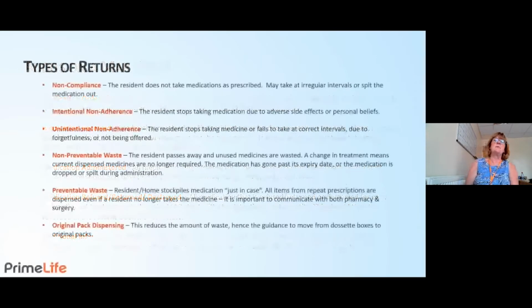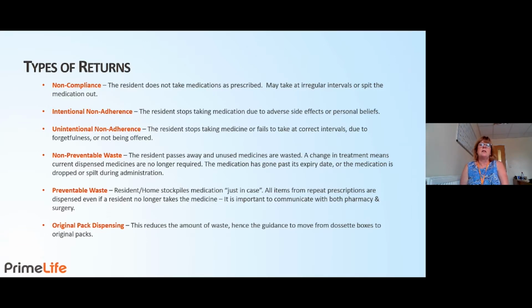So, types of returns. There are 5 types of medication returns. The first one is non-compliance, and this is where the resident does not take the medications as prescribed. They may take them at irregular intervals or spit the medication out. And this, we must remember, is one of our 6 rights. The resident always has the right to refuse the medication.